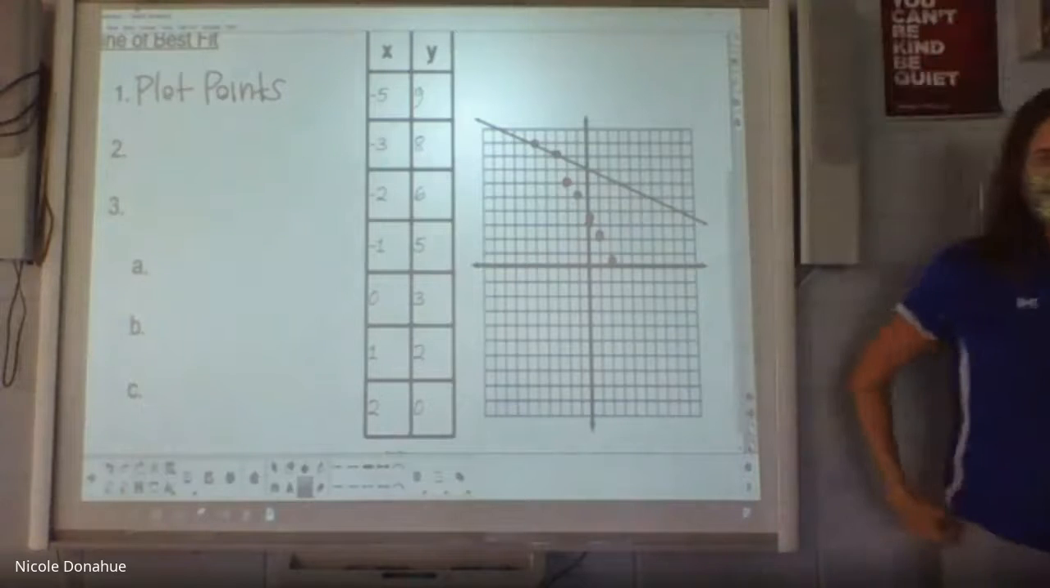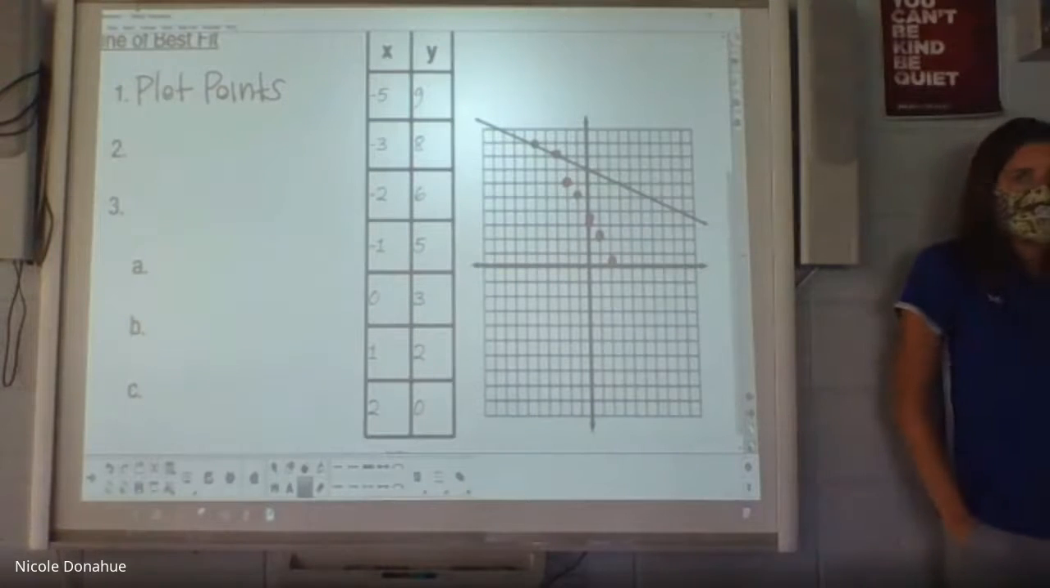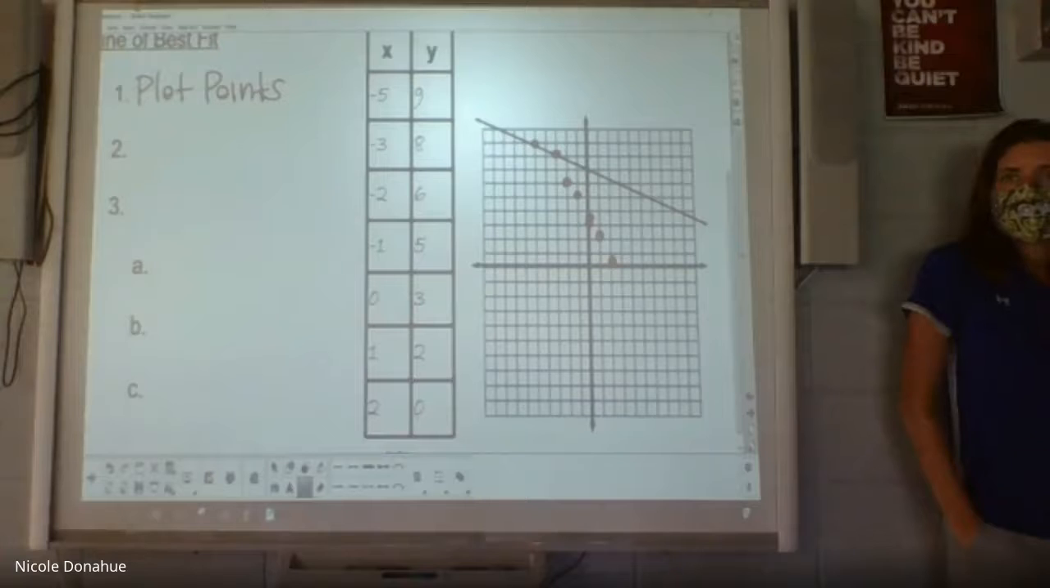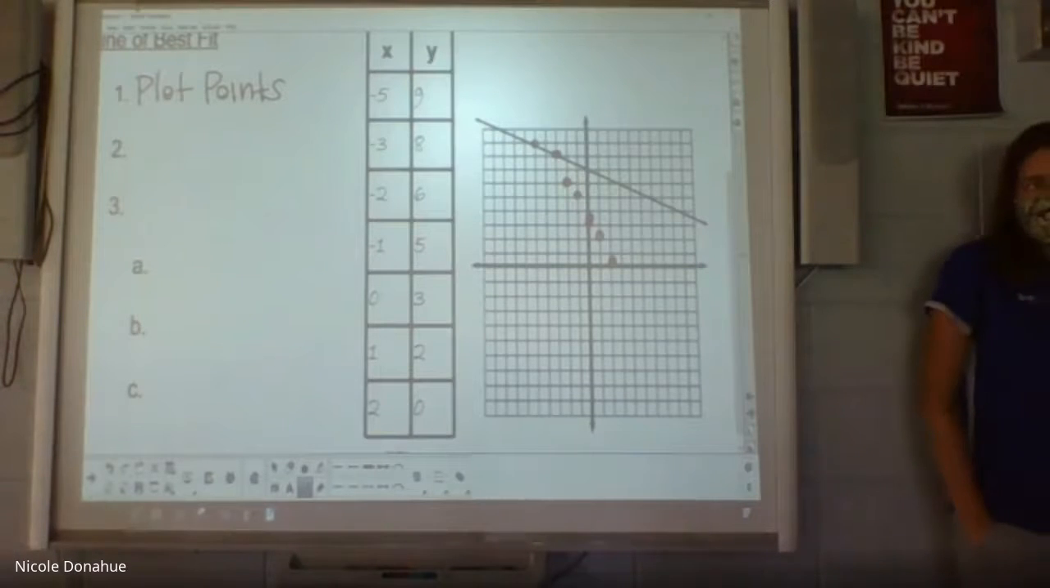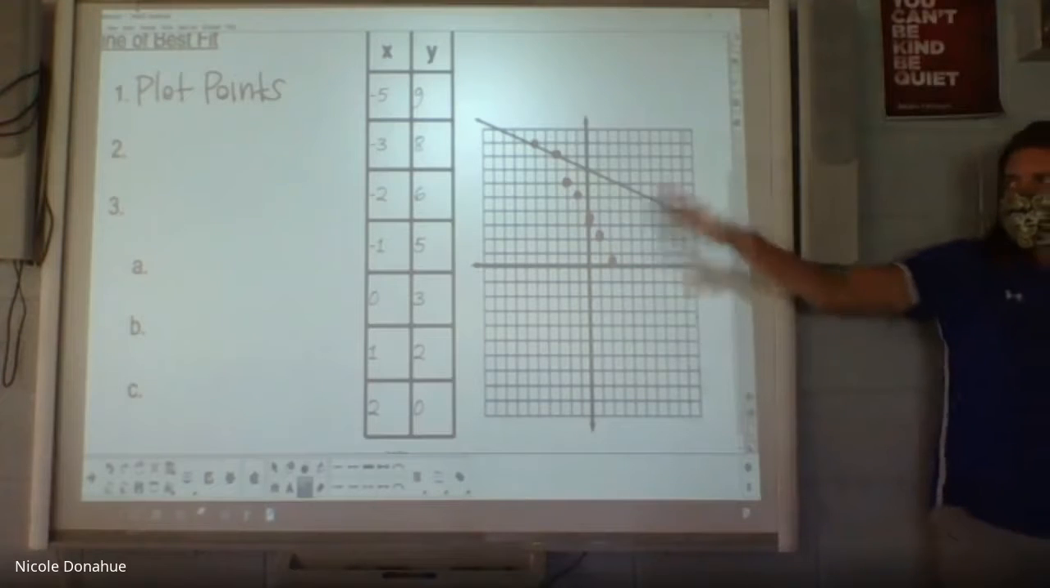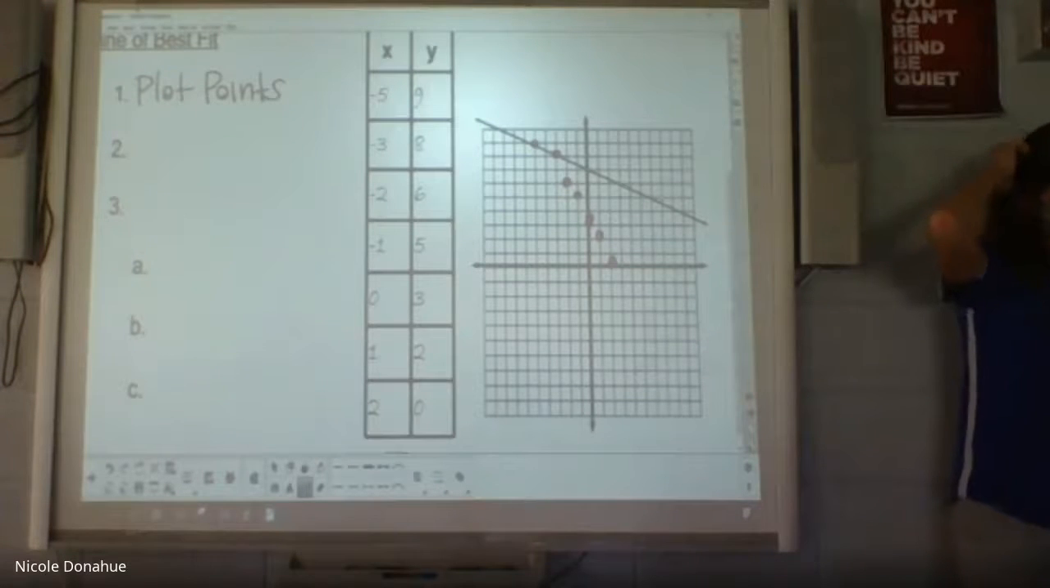Why is that a bad line of best fit? It connects two dots. Yeah, Ethan? It ignores the vast majority of dots. Yeah, it kind of overlooks all these dots down here. That's not really the trend line. That's not really what's happening to the data.